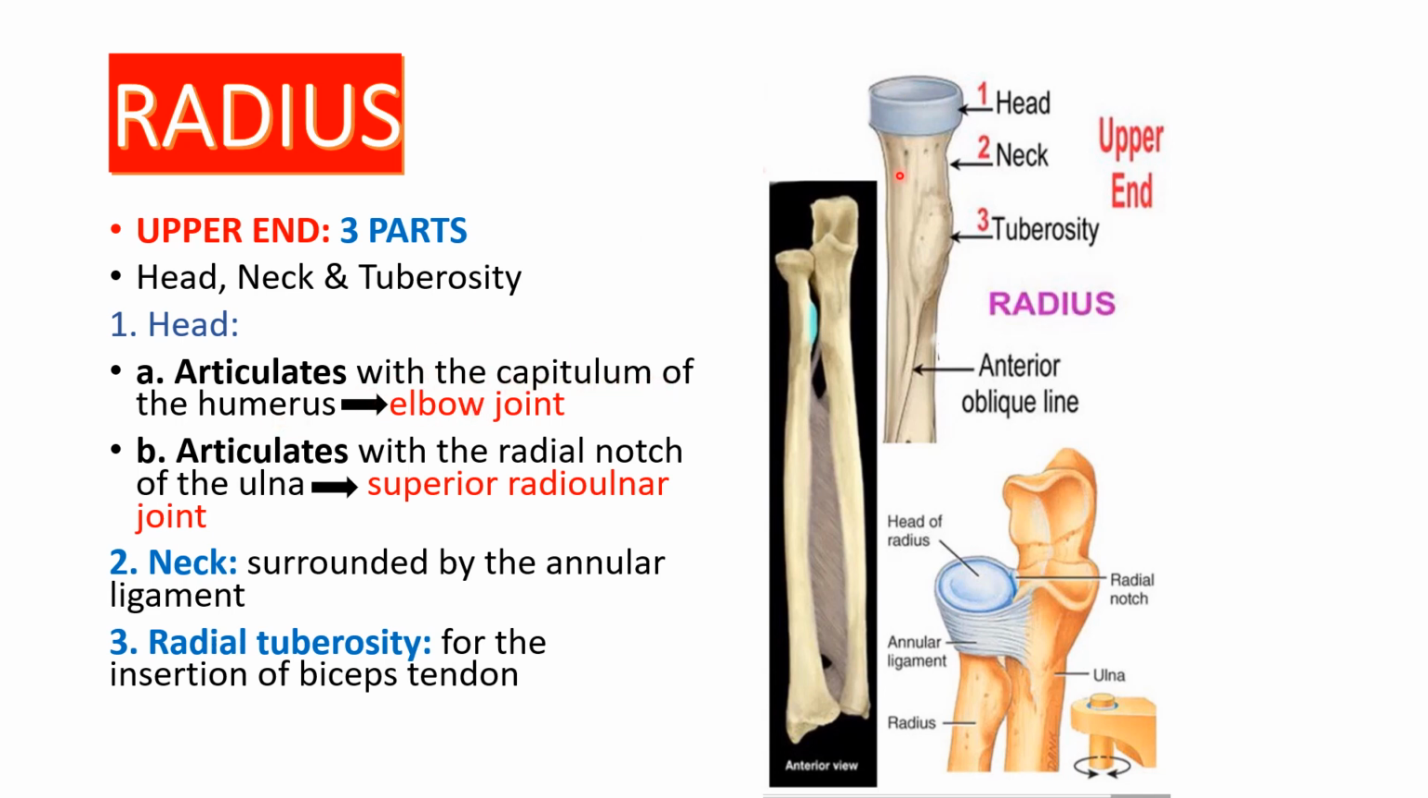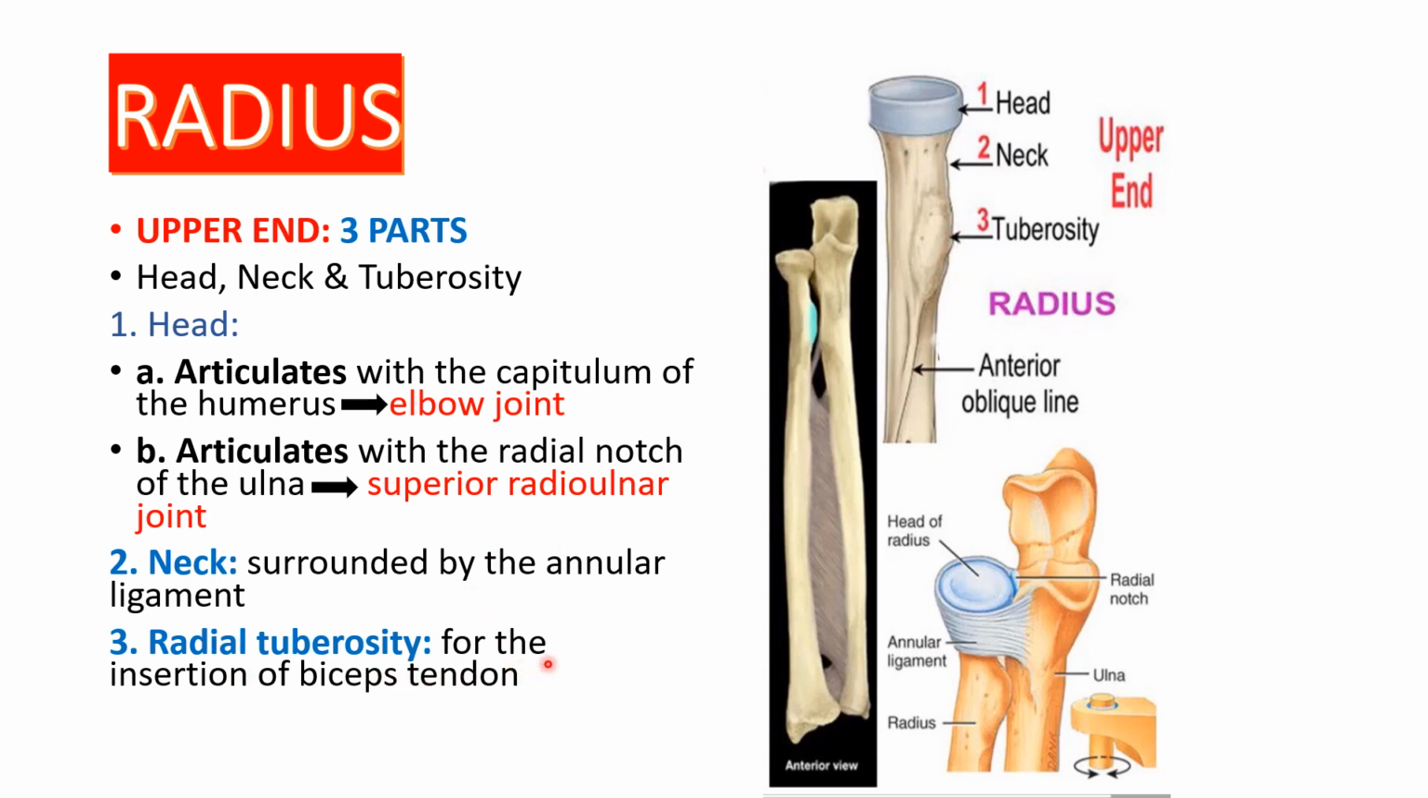And the circumference, where my cursor is, the circumference of the head articulates with the radial notch of the ulna to form the superior radioulnar joint. So this is where the joint is, the superior radioulnar joint. Now the neck is surrounded by a very important ligament called the annular ligament that helps to keep the radius in position. It's around the neck. Now the tuberosity, or the radial tuberosity, is for the insertion of the biceps tendon.